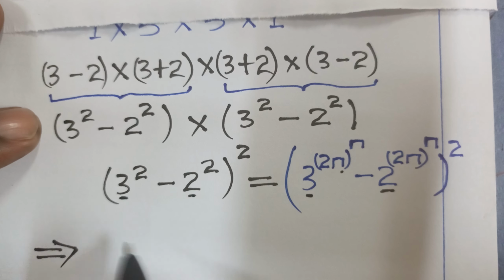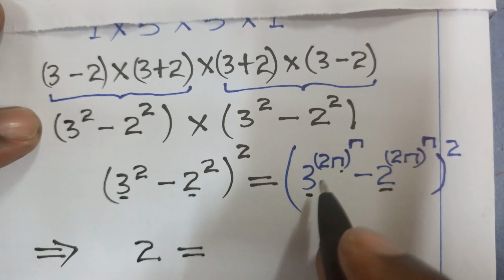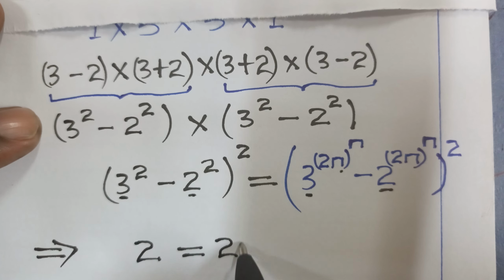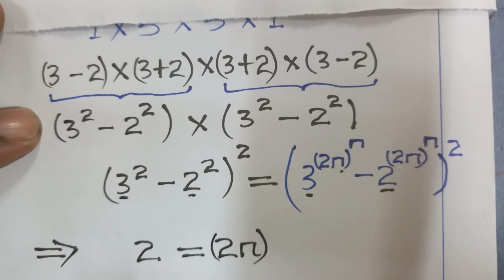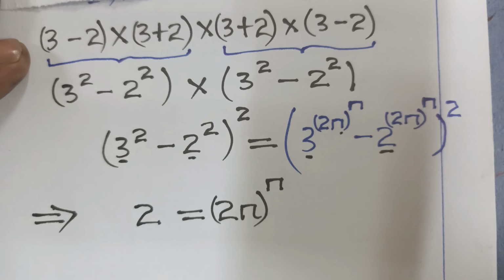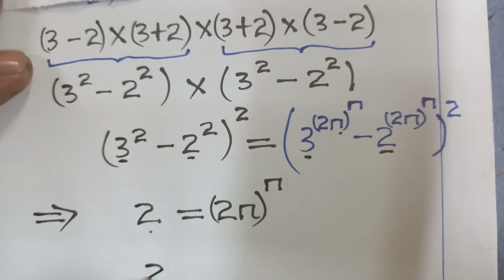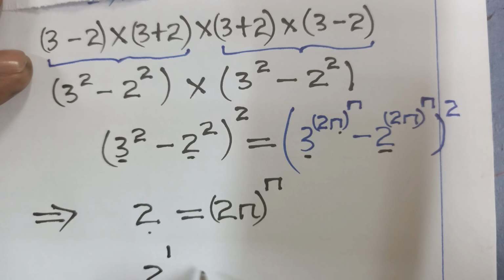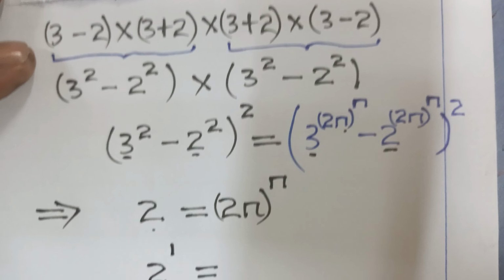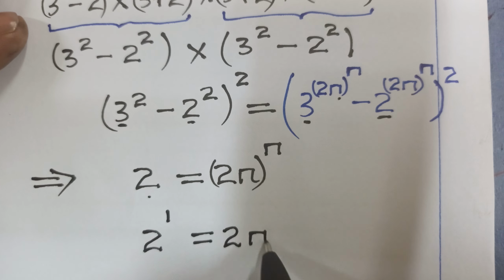And so therefore we shall have 2 is now equal to 2n raised to the power n. So therefore guys, now we equate these two. And so I can write 2 in the form of 2 raised to 1. And on this other side, this 2n raised to n still remains.